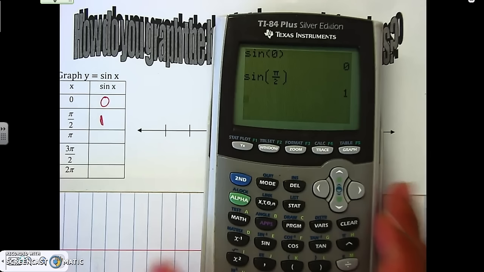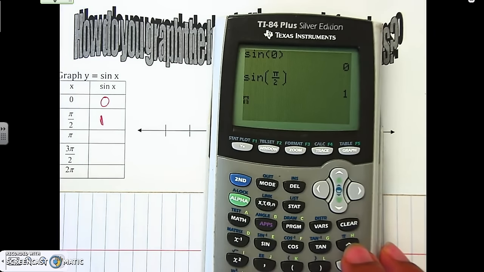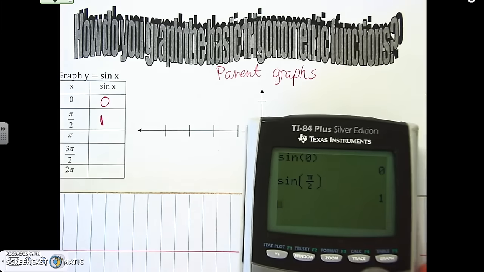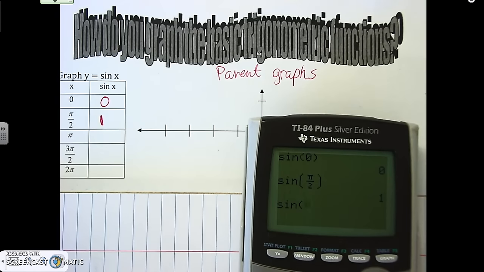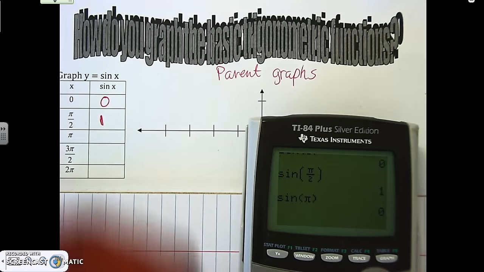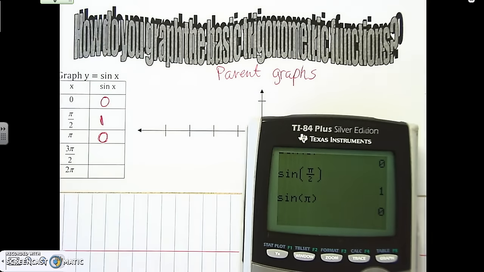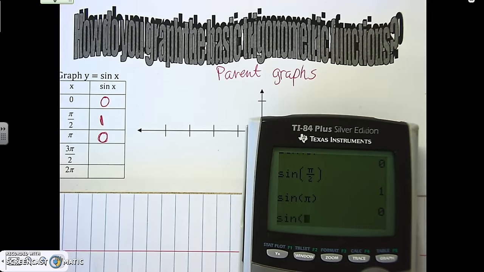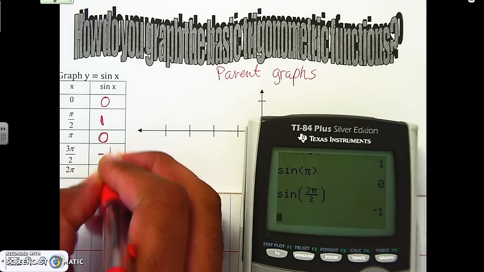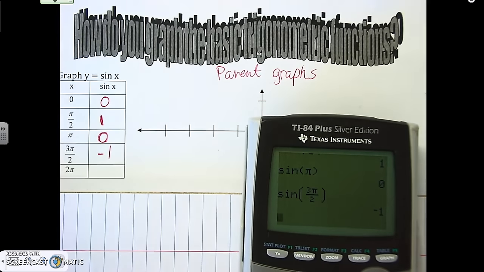Again, for those that forgot how to do pi, we do second and the caret button. That's pi. Alright, so then we do sine pi. Get 0. Right, and then we do sine 3 pi over 2. Enter. We get negative 1. And then we have sine 2 pi. We get 0.